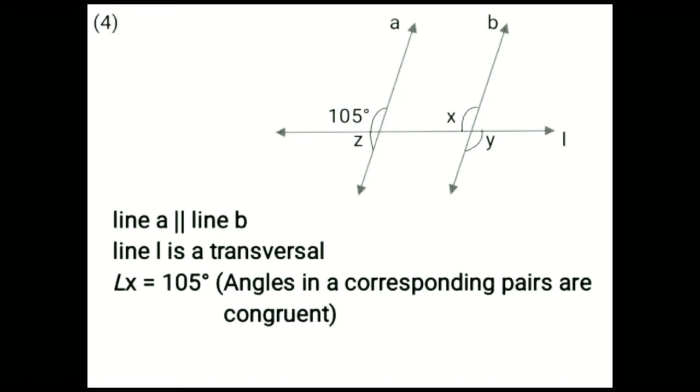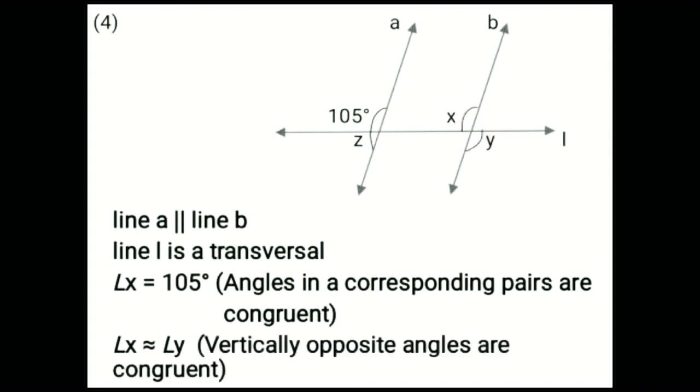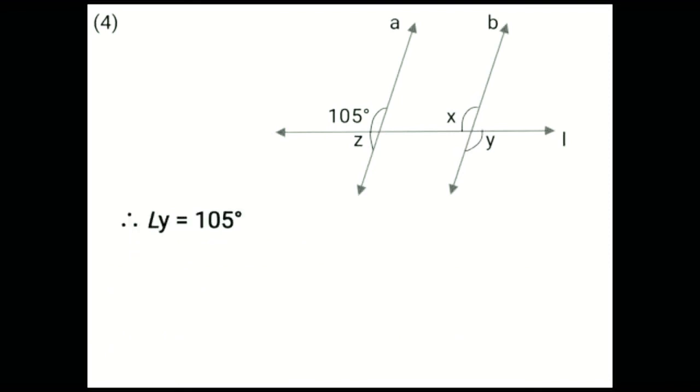Now we will find angle Y on transversal line L and on line B. Okay. Angle X is congruent to angle Y. Why? Angle X is opposite to angle Y, and vertically opposite angles are congruent. So write the reason: vertically opposite angles are congruent. Therefore, angle Y is equal to 105 degree.